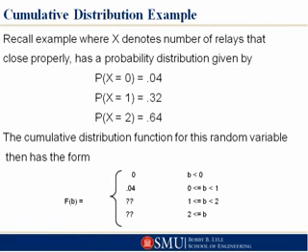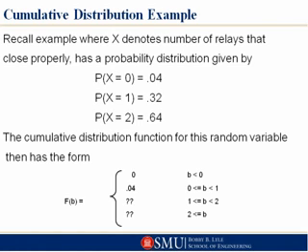Cumulative distribution function for this random variable then has the form: probability that X is less than or equal to 0 is of course 0. Probability that the random variable takes a value strictly less than 1 would be just the probability of 0. Probability that the random variable takes a value between 1 and 2.